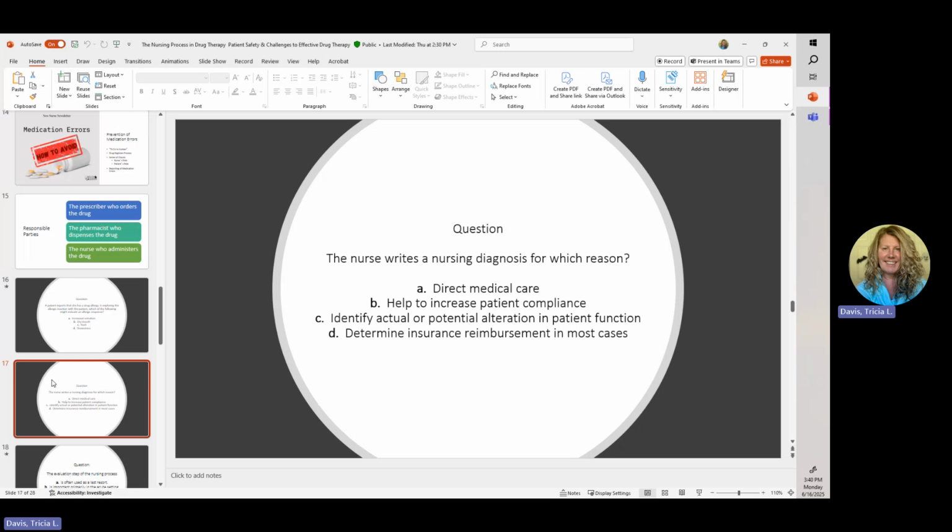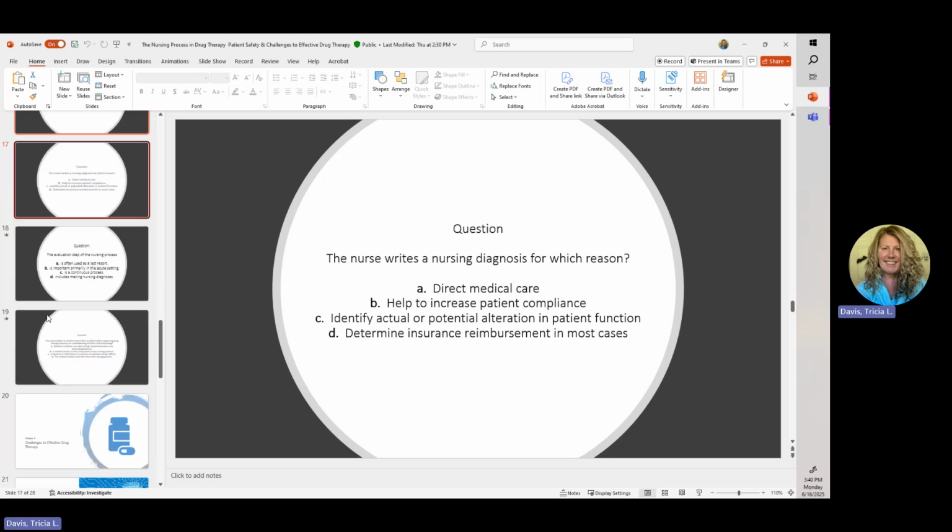So the answer here is C. We do this because we want to identify actual or potential changes in the function of our patients.